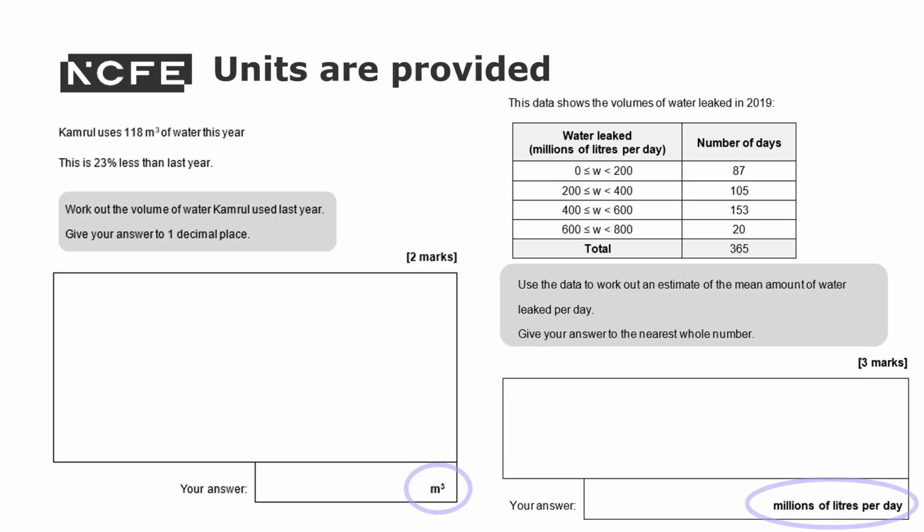We always provide the units in your assessments unless a question does specifically ask you to state the units. So in this example, we've got a question with Camrel using water, and because we're looking at the volume of water, we are looking at metres cubed. And the other question here, where we need to find the mean of a grouped frequency table, our answer is going to be in millions of litres per day, and therefore those units are given.